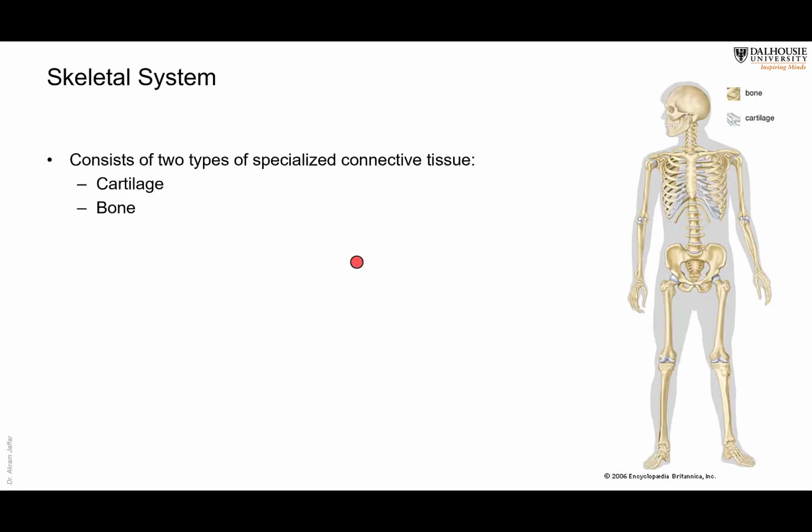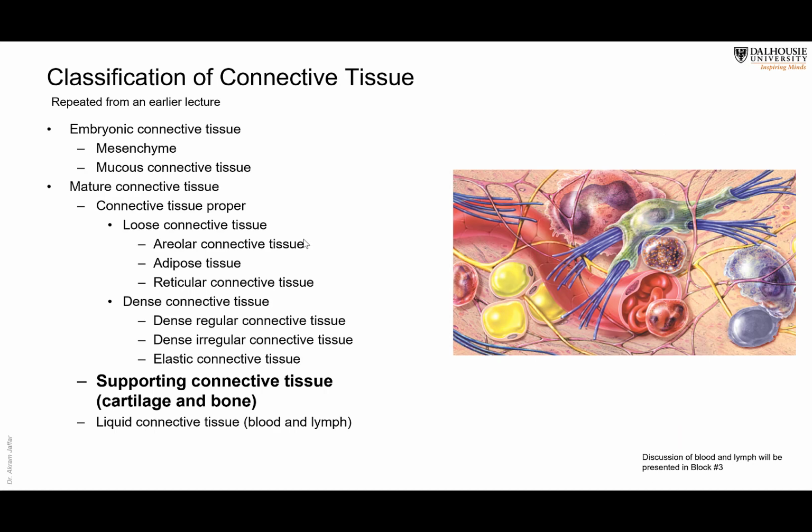So the skeletal system consists of 2 types of connective tissue, cartilage and bone. And this is to remind you, we had this slide before about connective tissue. So connective tissue is either embryonic connective tissue or mature connective tissue. We have studied them both, the embryonic, the mature. We have studied the connective tissue proper, remember, loose connective tissue, dense connective tissue.